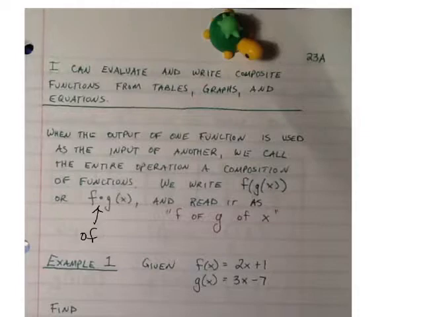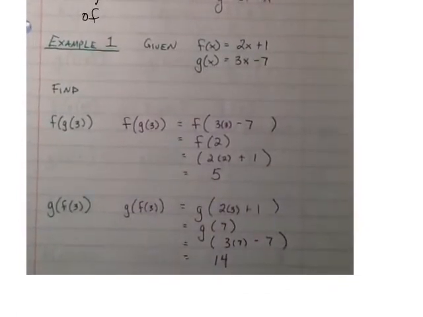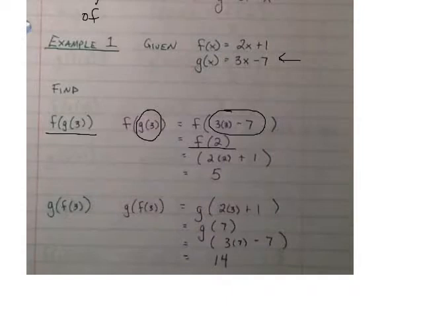In example 1, I'm going to walk us through a couple of compositions of functions. We are given that f(x) is 2x + 1 and g(x) equals 3x - 7. The first question is to find f(g(3)), which means we first evaluate g(3). We plug 3 into our g function, and we get an answer of 2. That's the number we plug into our f function. So we take 2 and plug it into f, and it gives us the value of 5. So f(g(3)) is equal to 5.